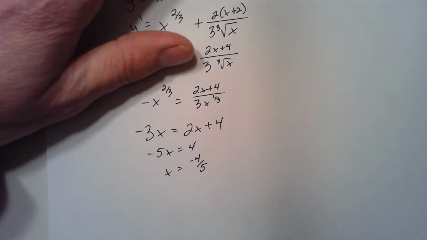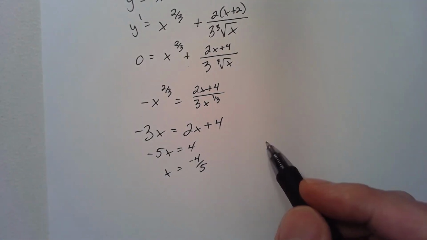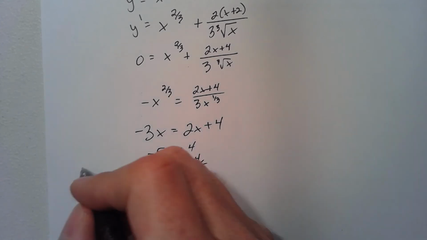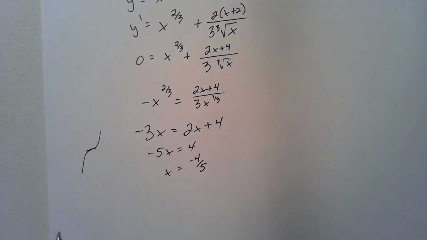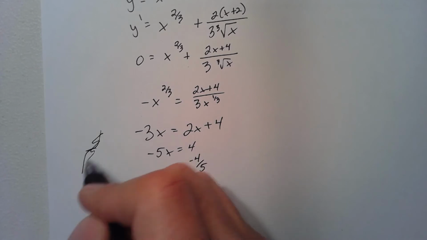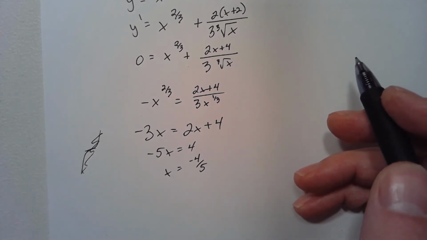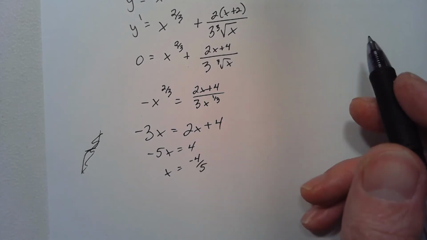So what we found is that we have a horizontal tangent at x equals negative 4/5. It might be a min or it might be a maximum. It's possible it's something called an inflection point there, not very probable. So x equals negative 4/5 is our first critical point. Critical points produce mins and maxes.